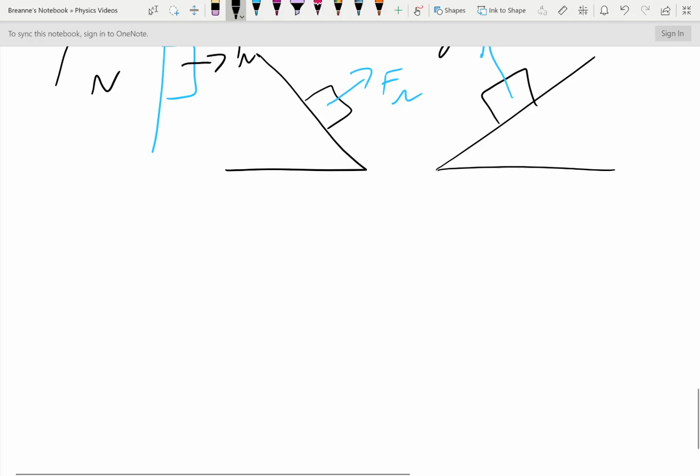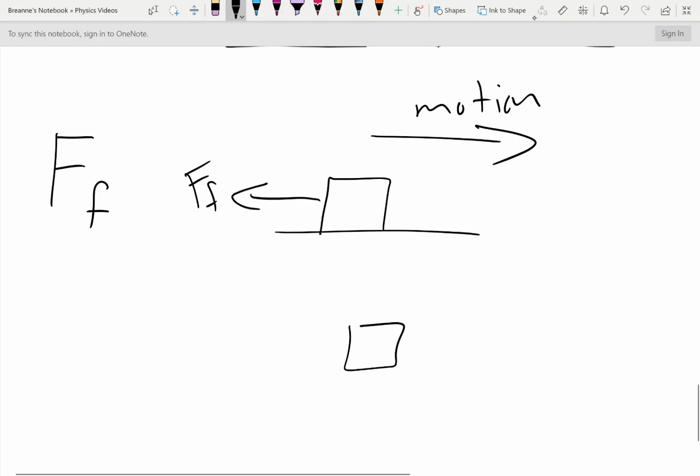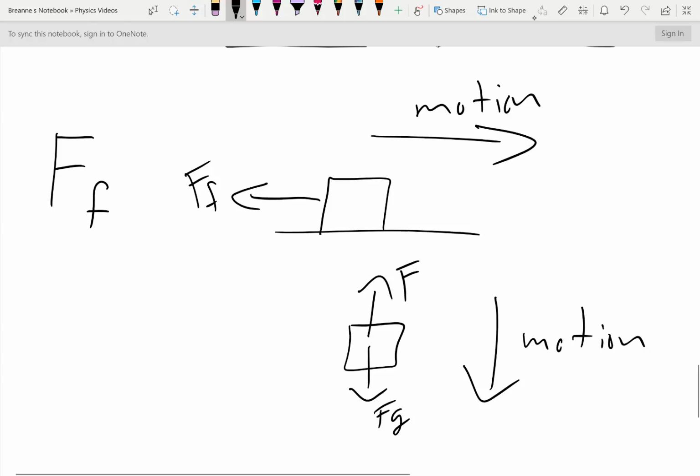Next one would be a force of friction. Force of friction always goes opposite of the motion. So if we have a brick and it's being dragged that direction, so this is motion, that means your force of friction goes opposite of the motion. Same thing if you have a brick and it's falling, because of force of gravity, it's going down, the motion is down. That means you have some force of friction going up. Force of friction is opposite of the motion.